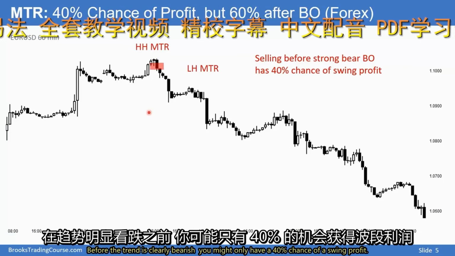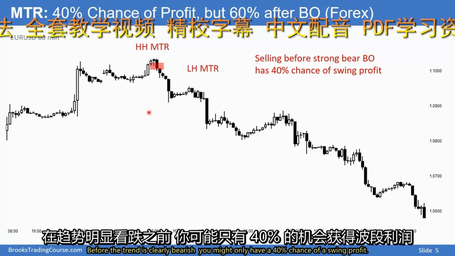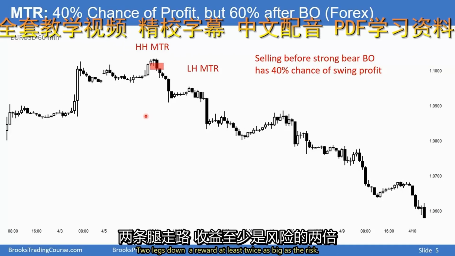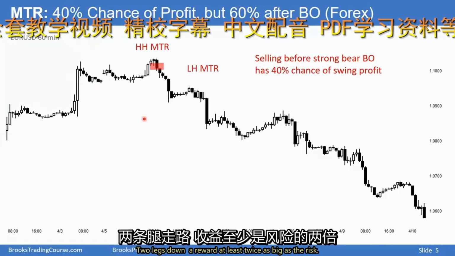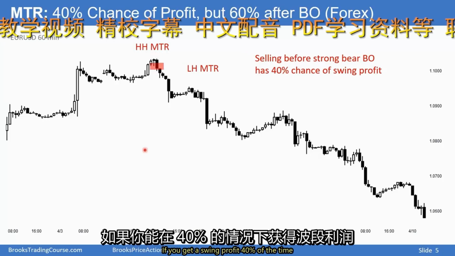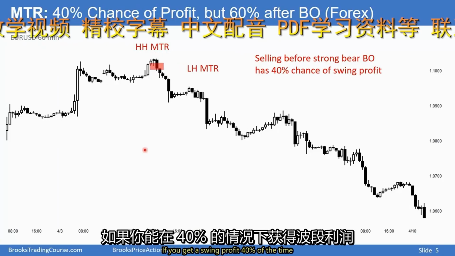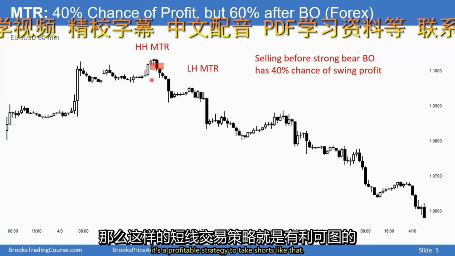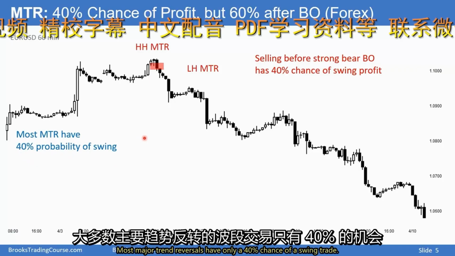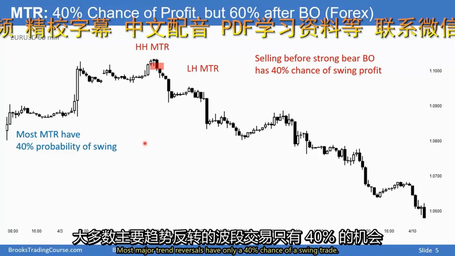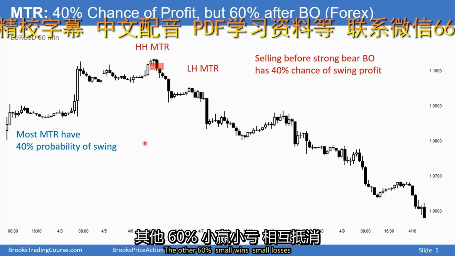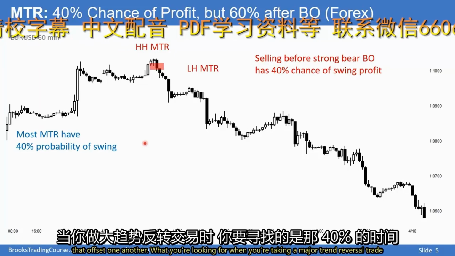Before the trend is clearly bearish, you might only have a 40% chance of a swing profit. 2 legs down, a reward at least twice as big as the risk. However, your risk is small. If you get a swing profit 40% of the time, it's a profitable strategy to take shorts like that. Most major trend reversals have only a 40% chance of a swing trade. The other 60%, small wins, small losses that offset one another.